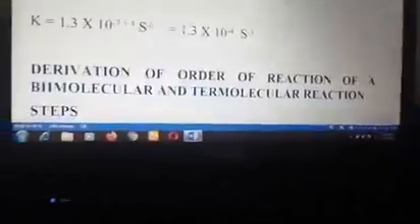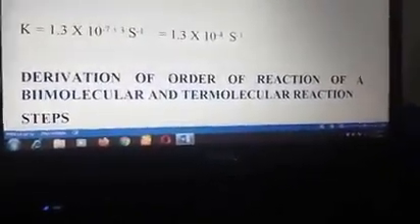So you look at the unit, you see that mole has cancelled mole, per liter has cancelled the remaining per liter, leaving per second. So the unit of K in this case, for a first order reaction, is per second.